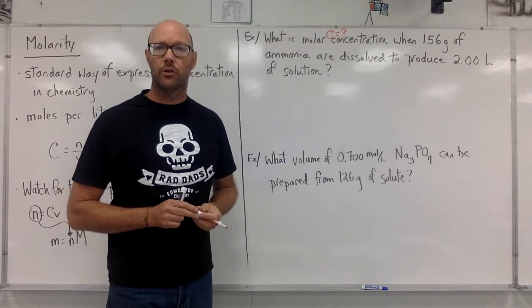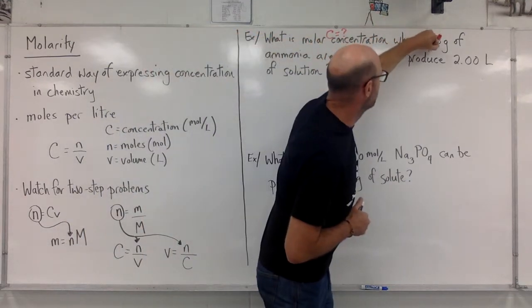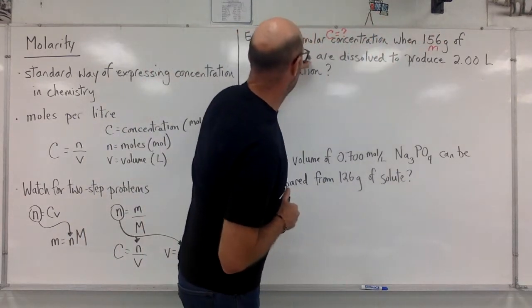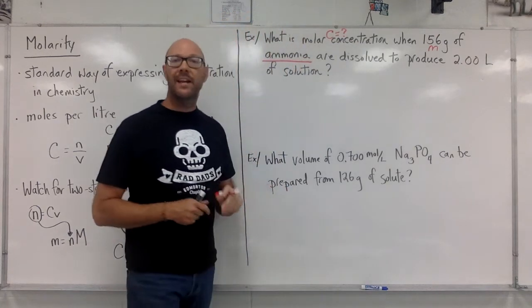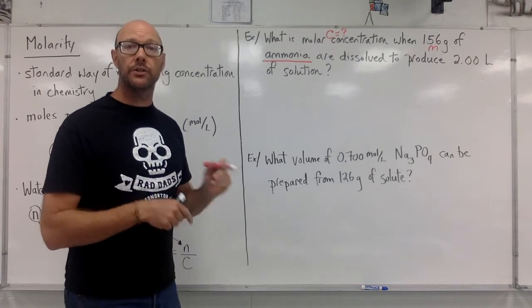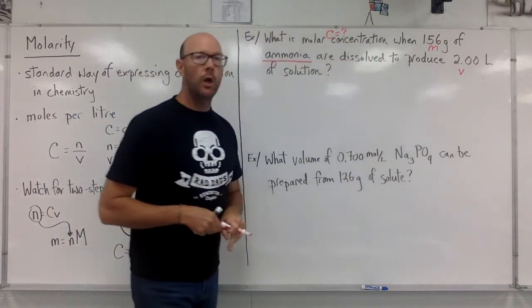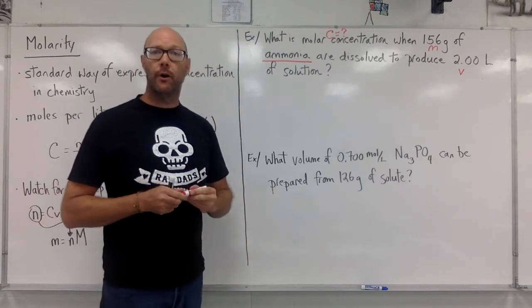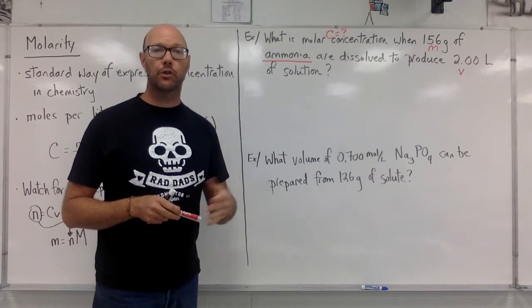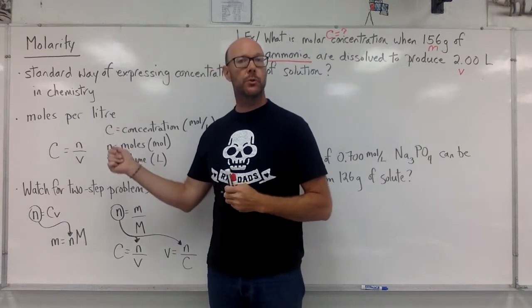What's the molar concentration? 156 grams, that's the mass. The idea that it's ammonia matters. And we have 2.00 liters of solution. There's the volume. So we have the mass and the volume. We're looking for the concentration. Here, we don't have the moles. So this is a two-step problem.